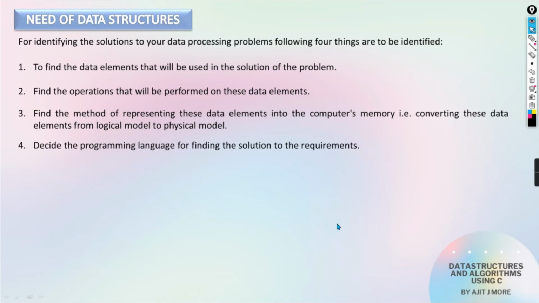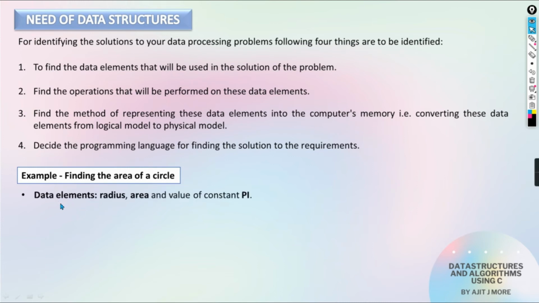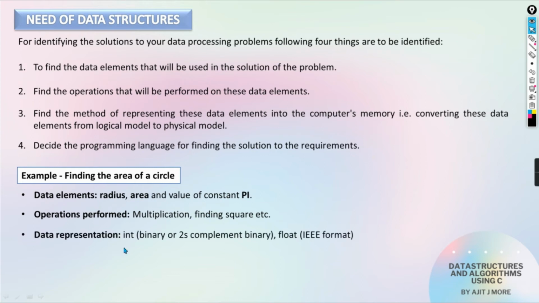Getting? Let's try to match this with the example I told, finding the area of a circle. Obviously the first thing we have done is find the data elements for this data processing problem. What are our data elements? Radius, area, and the constant pi. Second, the operations which you are going to do. In calculating the area of a circle, the basic operations are finding a square and multiplication. Right, guys?